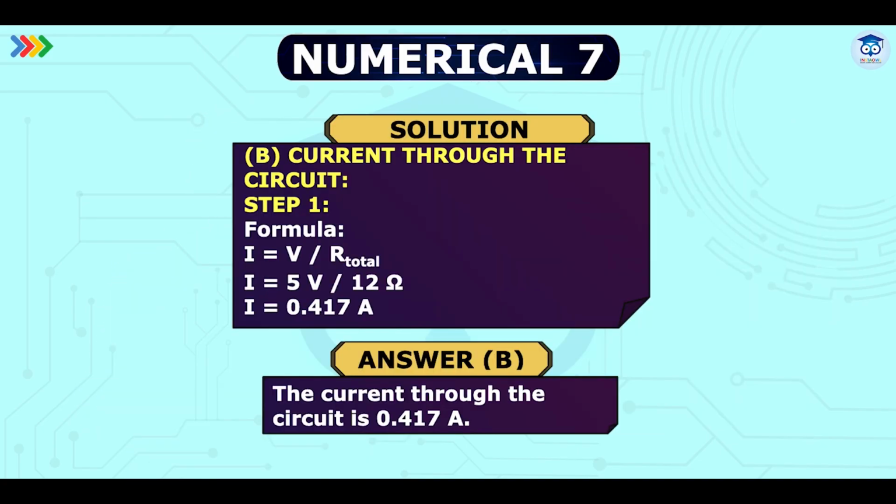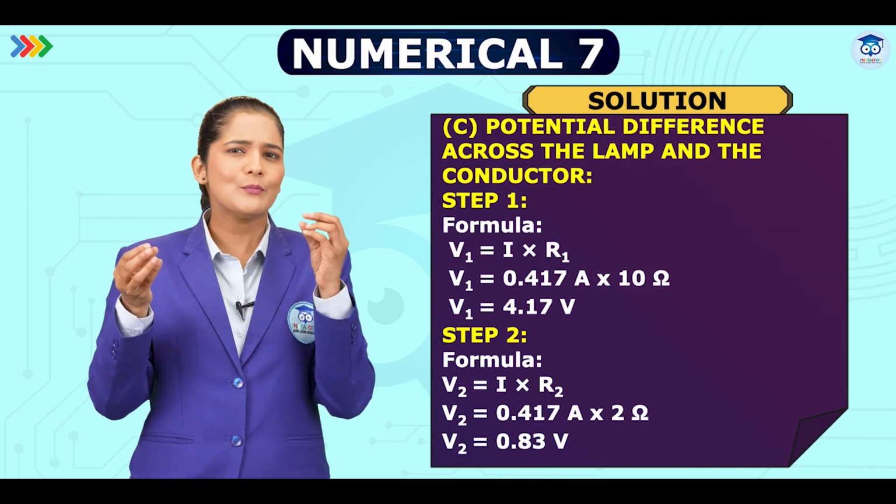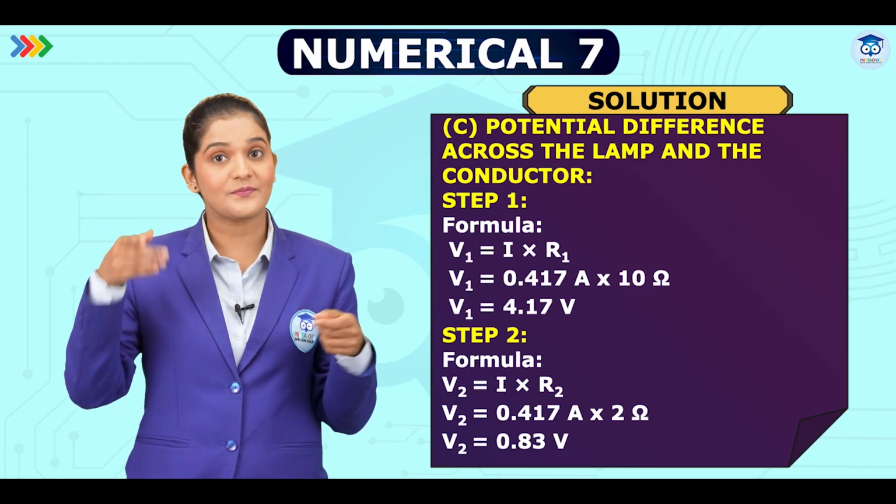Now, moving to part B, let us calculate the current flowing through the circuit using Ohm's law. According to Ohm's law, current I is equal to the voltage V divided by the total resistance R total. Here, the voltage provided by the battery is 5 volts and the total resistance we just calculated is 12 ohms. Substituting the values, I is equal to 5 divided by 12, which gives us approximately 0.417 amperes.